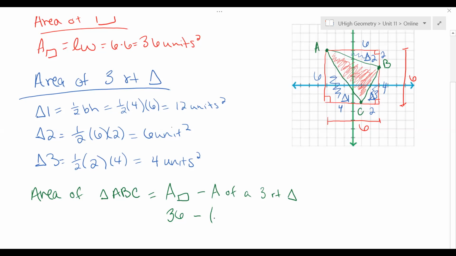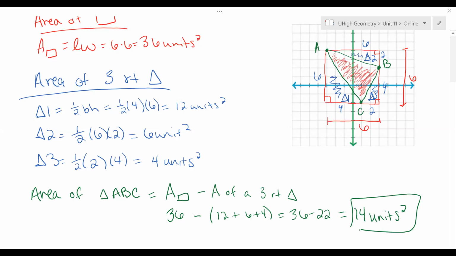The area of my 3 triangles, I had 12, 6, and 4. So I'm going to have 36 minus the quantity 12 plus 6 plus 4. And when I simplify that down, I'm going to get 36 minus 22, which is 14 units squared. So that's going to be my final answer here: I have 14 units squared as my area of ABC.